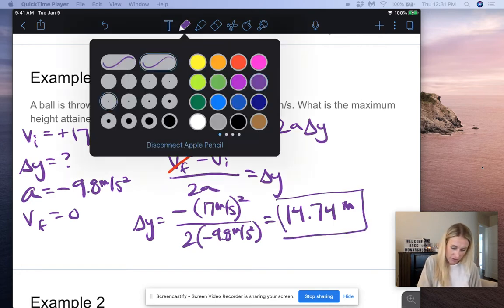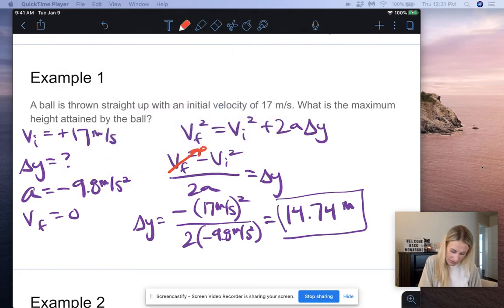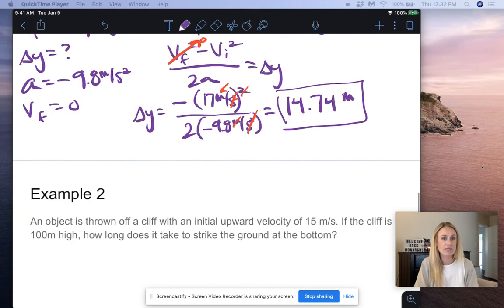I'm showing you how those units cancel out. This squared goes to both this term and this term. I cancel out seconds squared, and I also cancel out that meter squared with the meters down there, which is why you end up getting meters. All right, so that's the first example.